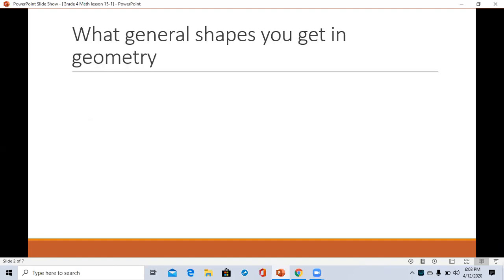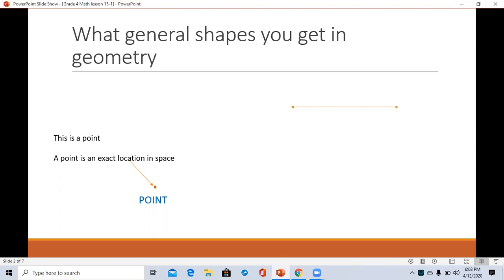So first of all, what are the general shapes you get in geometry? This is a little point. This point can be anywhere in space. So this point is an exact location in space.